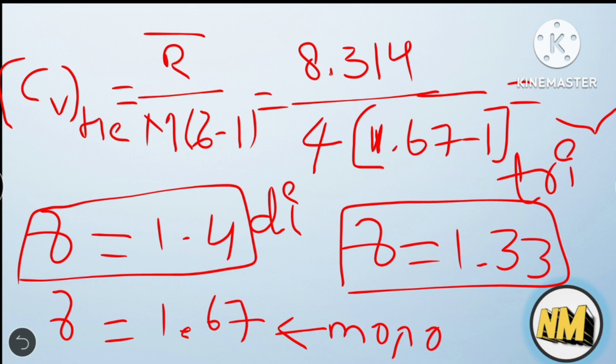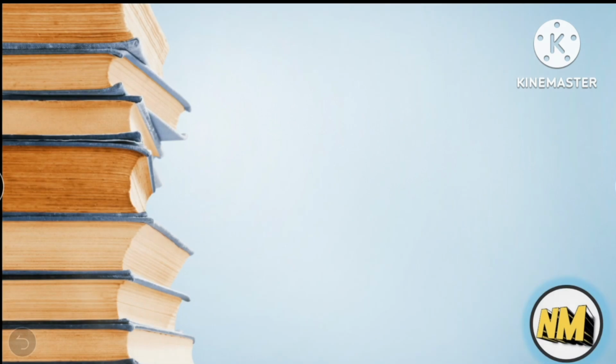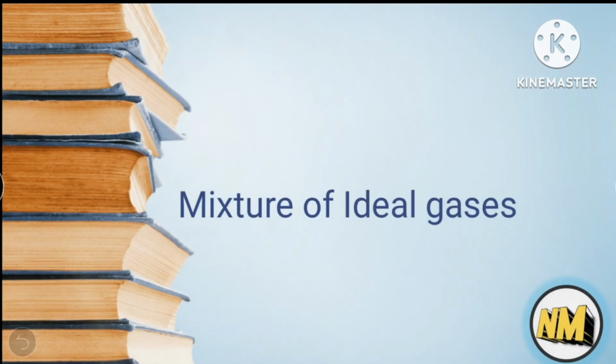ideal gases. So you have to remember these three values, so that wherever the gamma value is needed, if it is monoatomic, you can use 1.67. If it is diatomic, then you can use 1.4. If it is triatomic, you can use gamma equal to 1.33. In this way you can find the Cp and Cv values. Next I am going to explain about mixture of ideal gases.